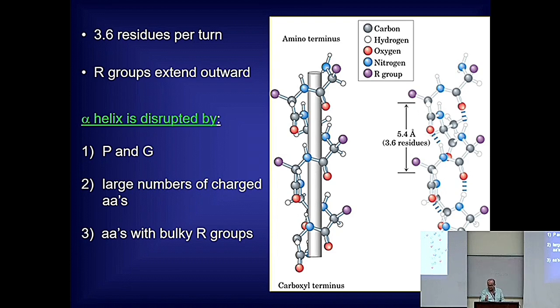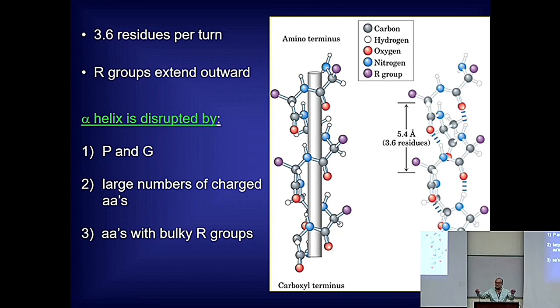So the important thing is that what maintains the alpha helical structure is the additive effect of the hydrogen bonds between peptide bonds 4 residues apart, 4 amino acid residues apart. There are amino acids that can disrupt the alpha helix, and those are proline and glycine. So that's important to know.